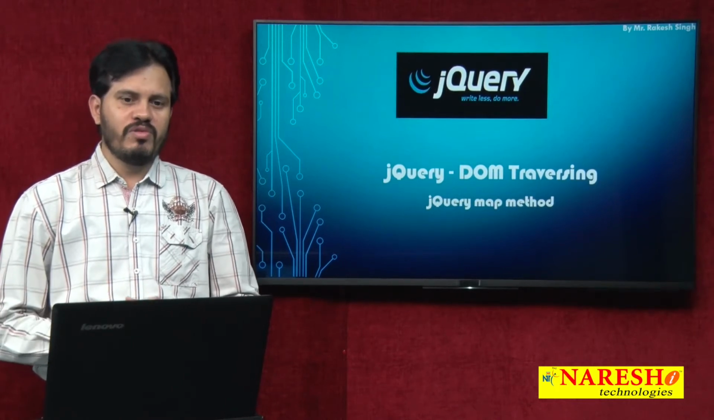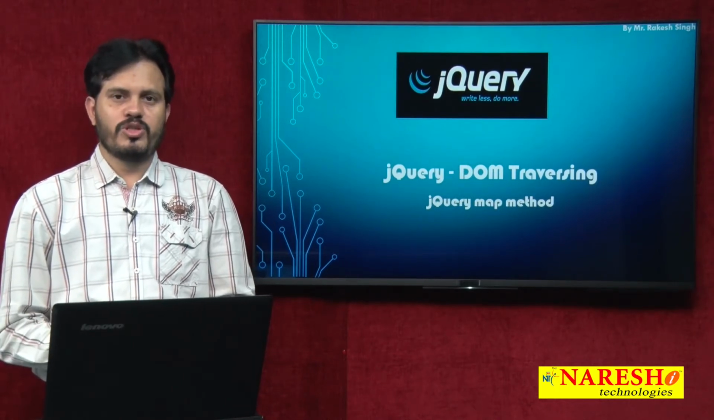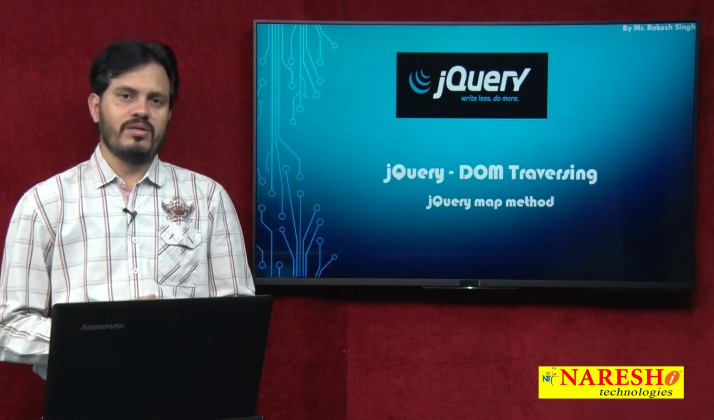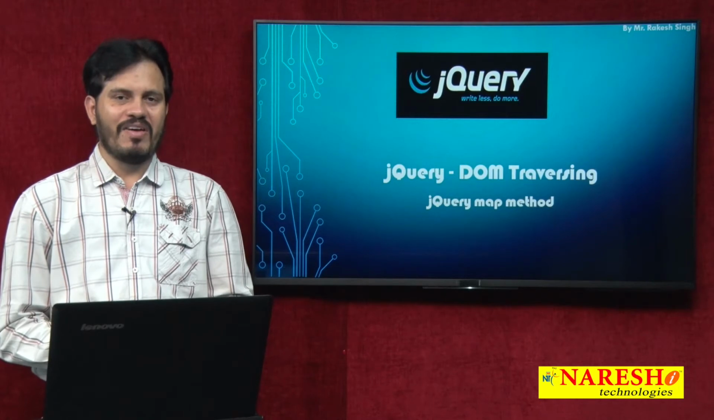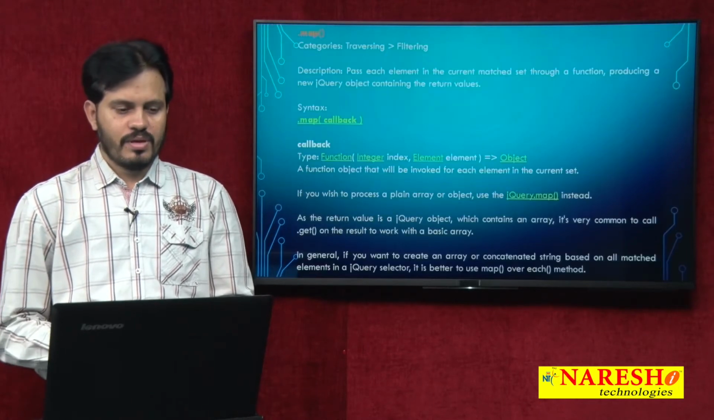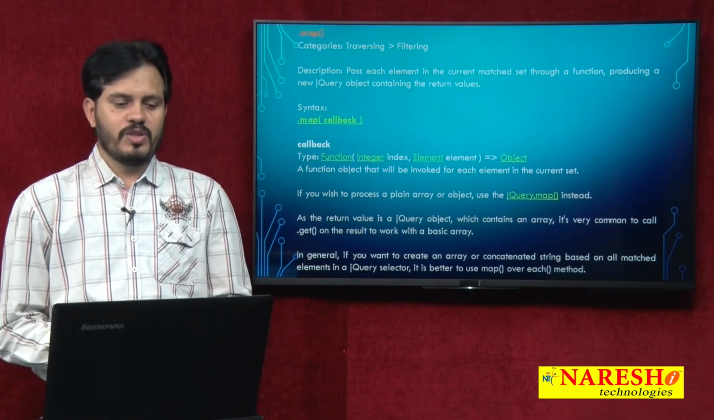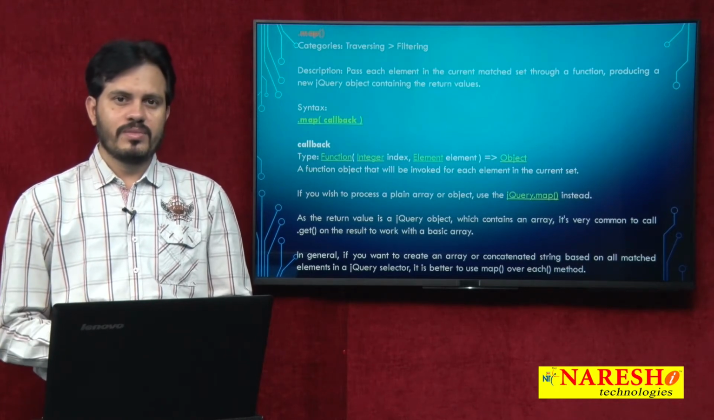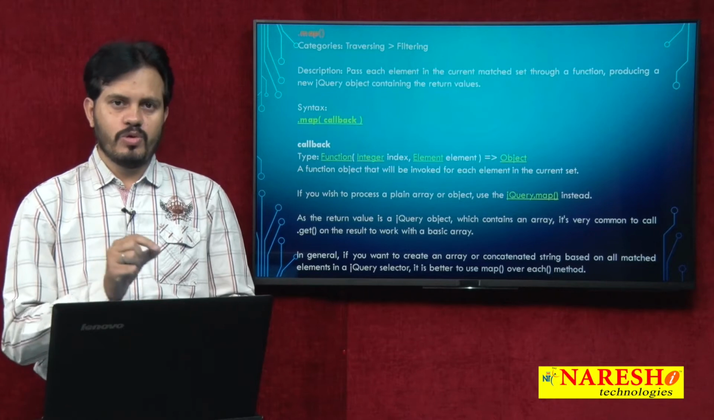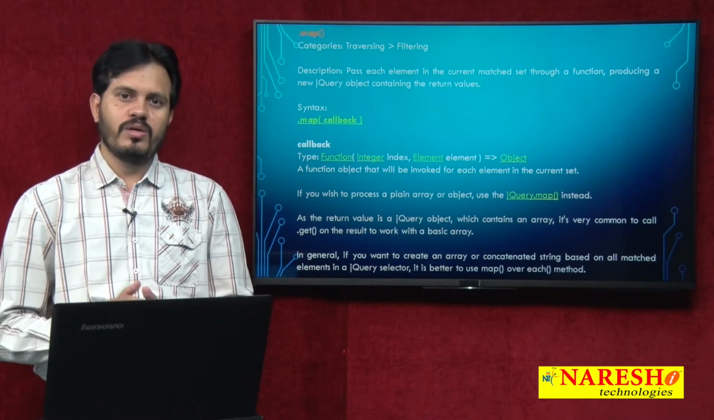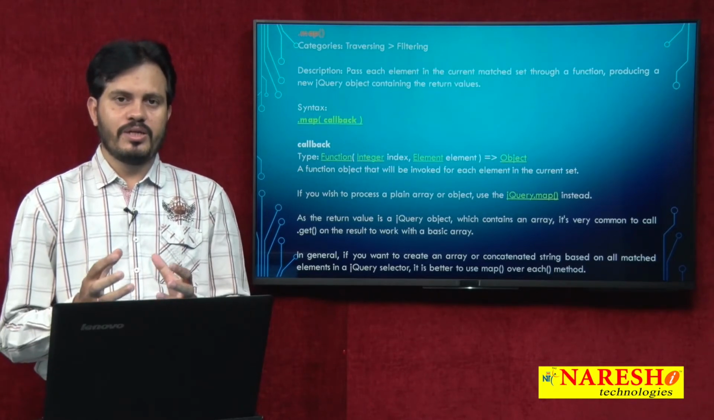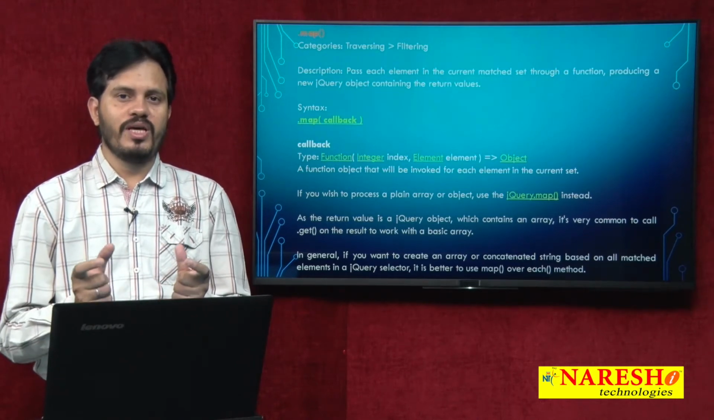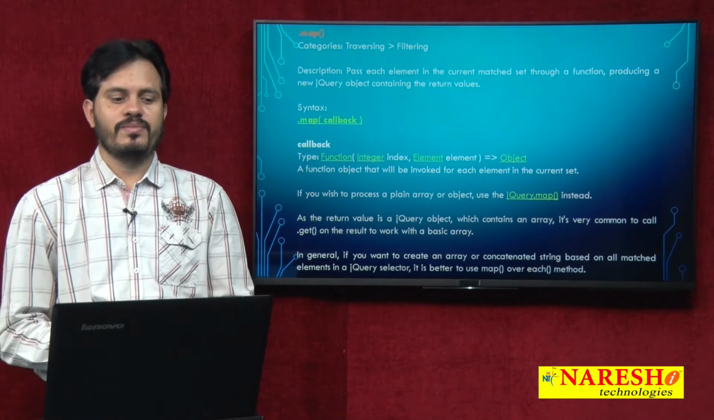In today's video session, we are going to discuss one of the most important topics of jQuery, that is the jQuery map method, which belongs to the DOM traversing category. The map method belongs to which category? Traversing, and it is used to filter the elements, and those elements pass through a function one by one, and we get all the elements in the form of a JavaScript array object.